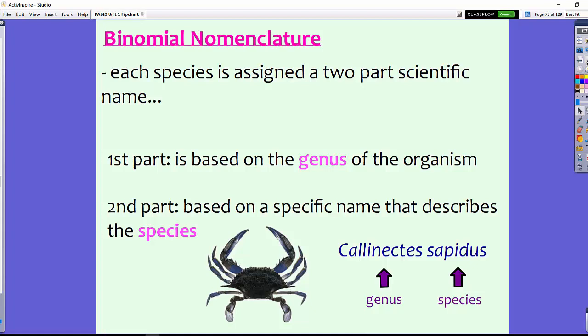So this two-part scientific name is based off of the genus and the species of the organism. The first part is the genus. The second part is the species. Taking a look here, which is a blue crab, Callinectes sapidus. Callinectes is our genus, and sapidus is our species.